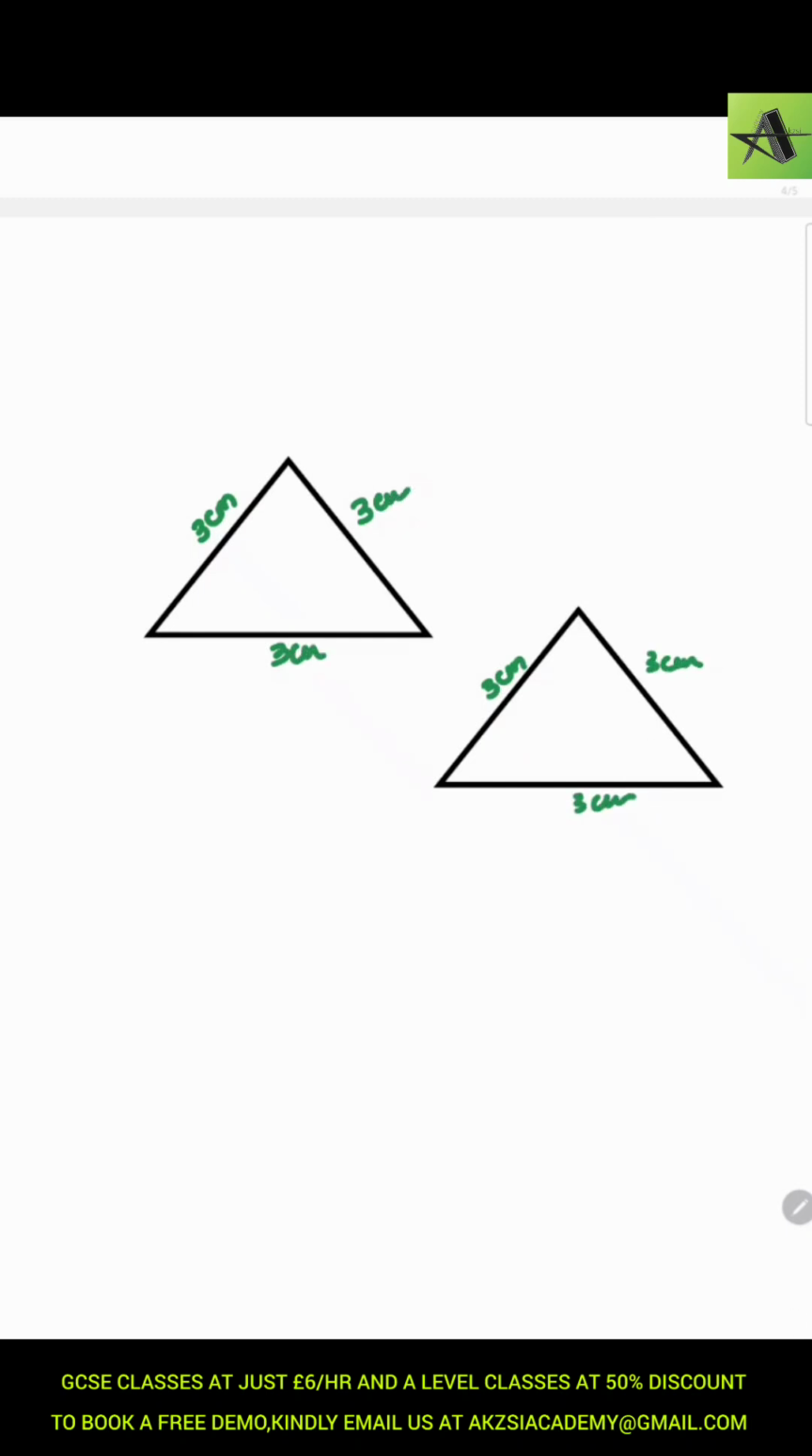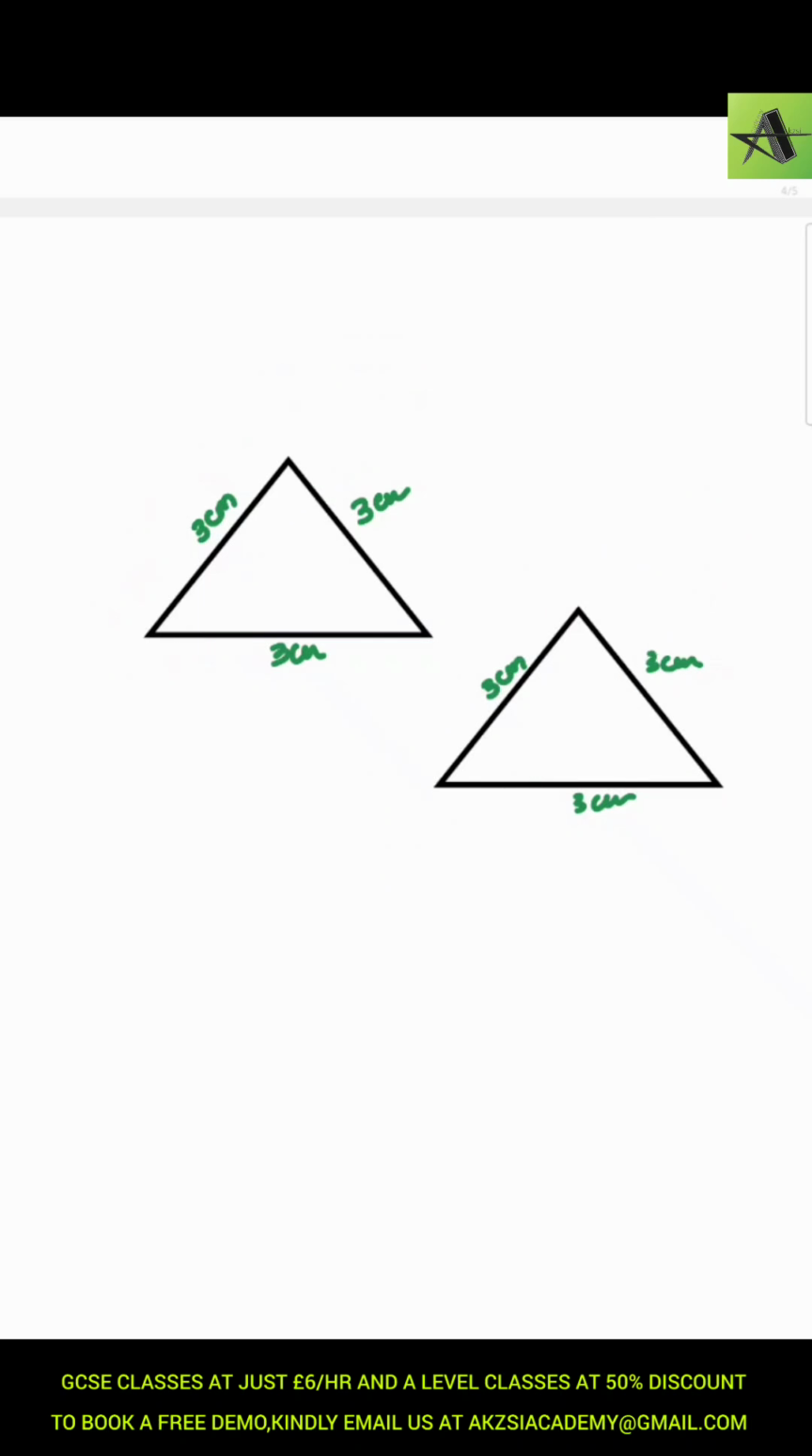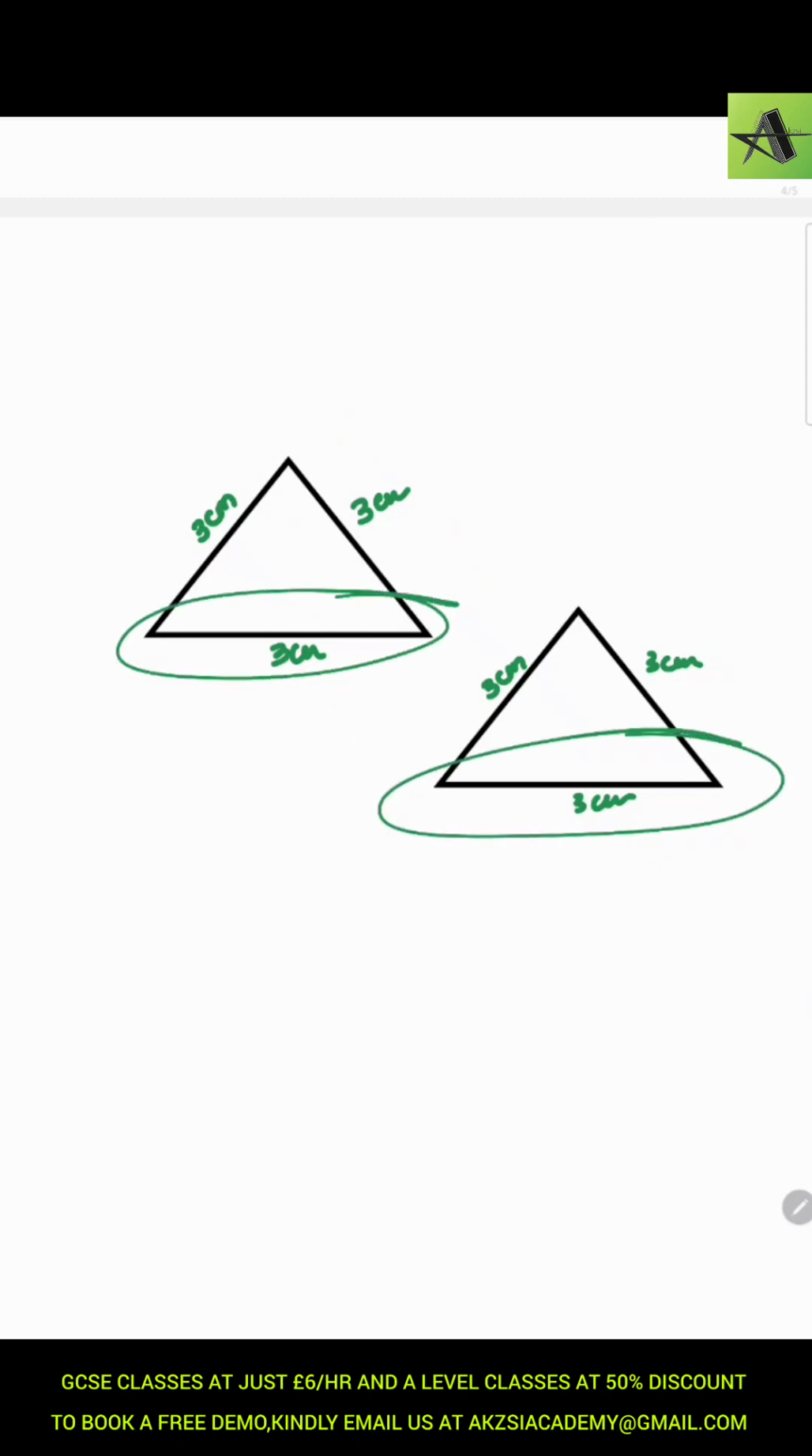We have to check the corresponding sides. Corresponding sides, that means if I'm picking the left one, then I have to pick the left one here as well, and I have to see whether they are equal or not. Again, the second corresponding side, so if I'm picking this side, then this corresponding side has to be equal. That means the left one should be equal to the left one. Now the base one, the bottom one, and this bottom one should be equal.